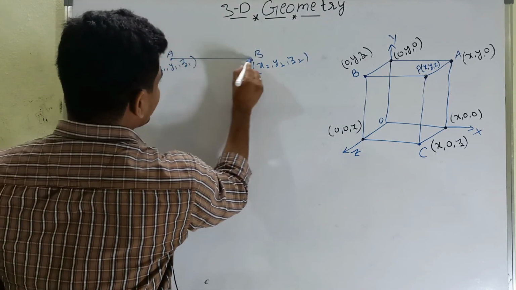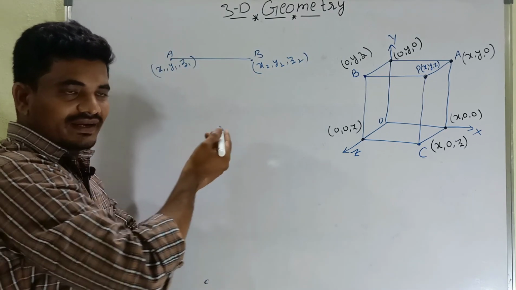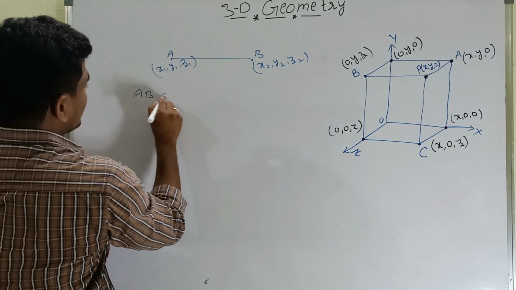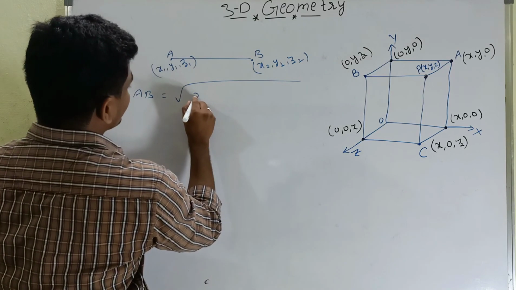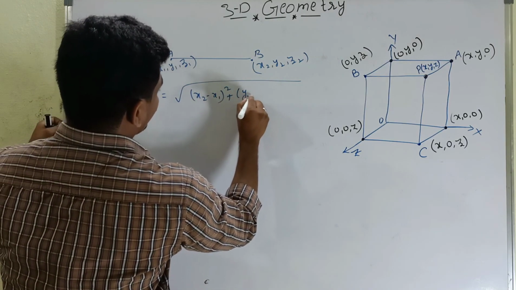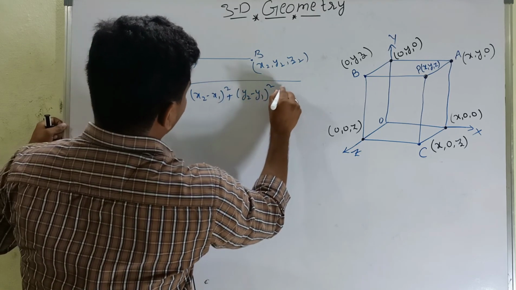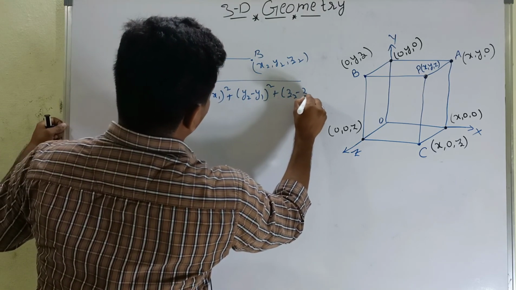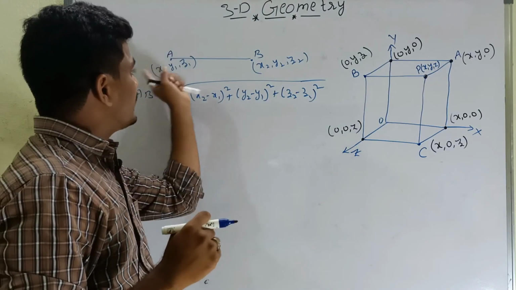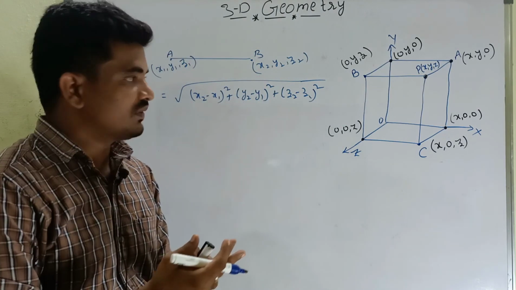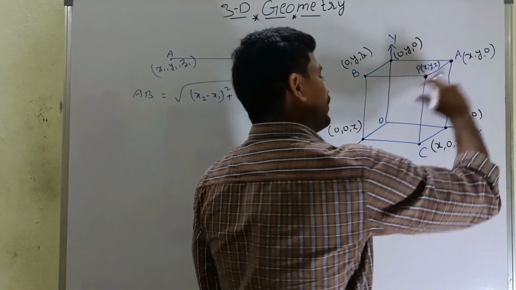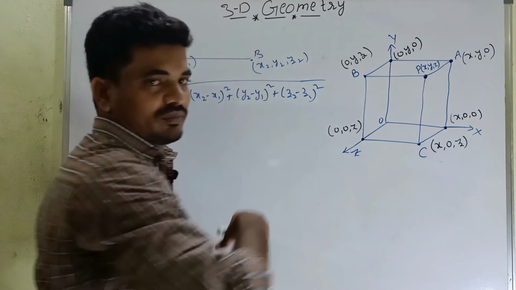Then the distance between these 2 points, AB, equals the square root of (x2 minus x1) whole square plus (y2 minus y1) whole square plus (z2 minus z1) whole square. This is the distance between any 2 points in a plane. For example, here I am taking a point, and from this point to this point, to know the distance we have to use this formula.